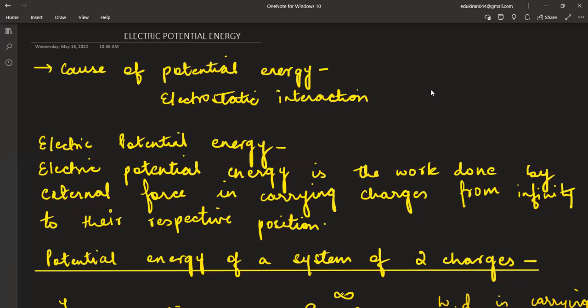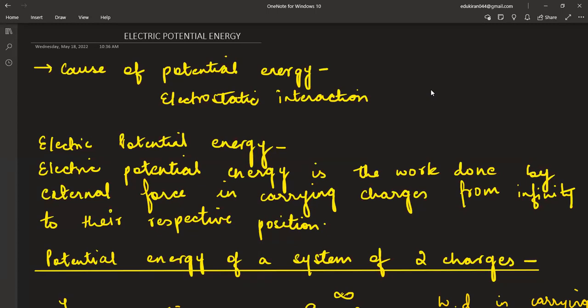Okay, electric potential energy is the work done, the concept of work done. The entire work that is being done gets stored in the form of potential energy. So potential energy is nothing but work done. This lesson is entirely based upon work done and integration. That's why in the beginning only I'd asked you all to revise integration and come.